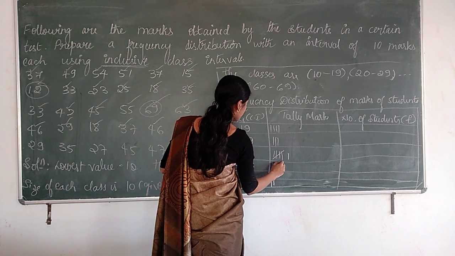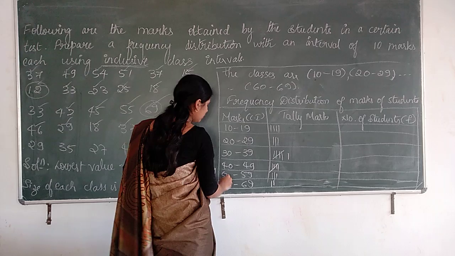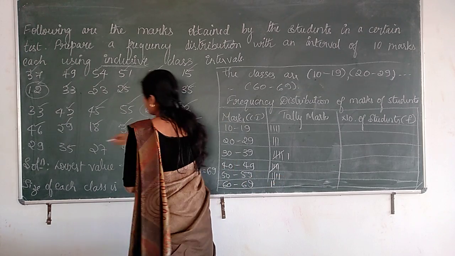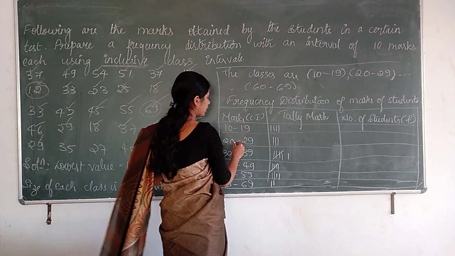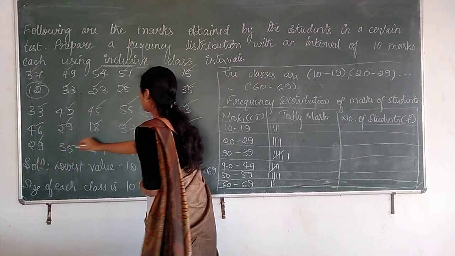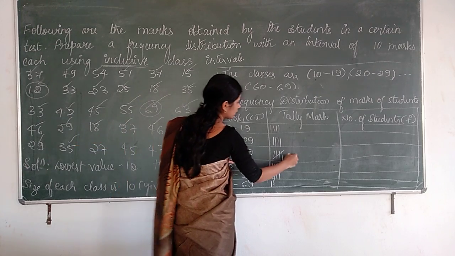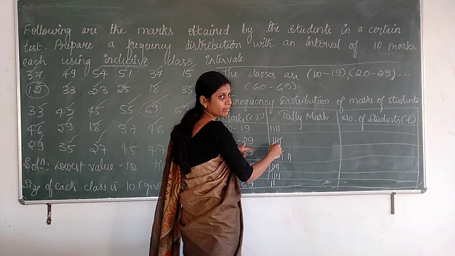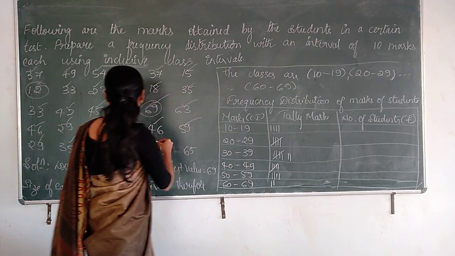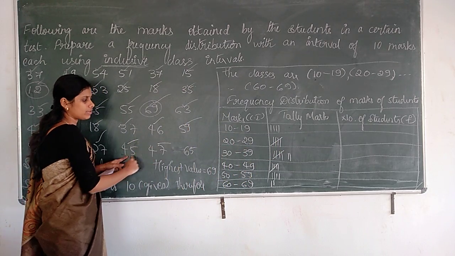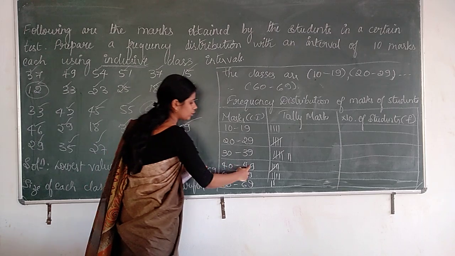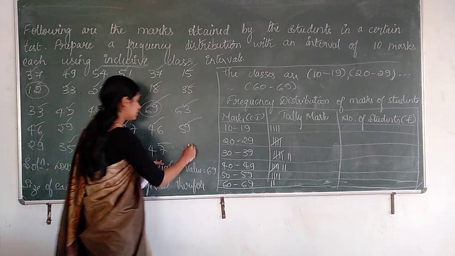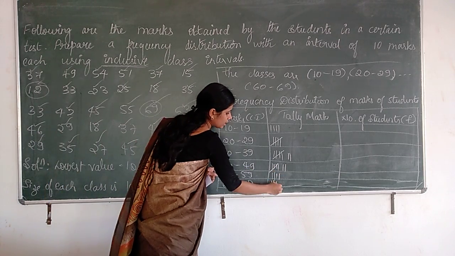In this class, next 29 will come in 20 to 29. 35 will come in 30 to 39. Next 27 will come in 20 to 29. Mark it diagonal. Next 45 and 47 will come in the same class, that is 40 to 49. So mark 2. Then 65 will come in the last class.